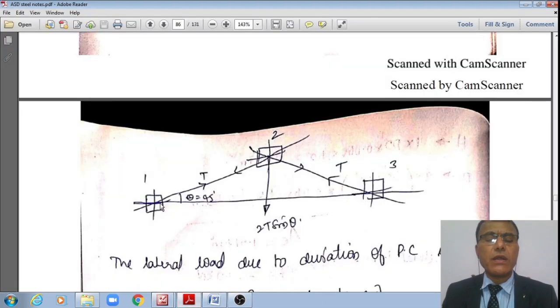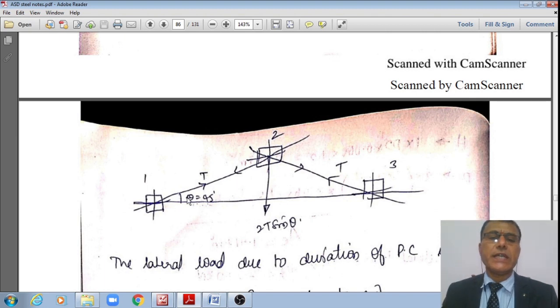There is one tower, the second tower and third tower, with a 1.5 degree deviation. If it is continued, fine. Even there, if the deviation is to the left, then the components which are resolved will get nullified. Whereas if it goes in the opposite direction, then both are additive.